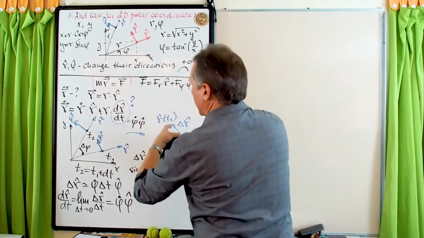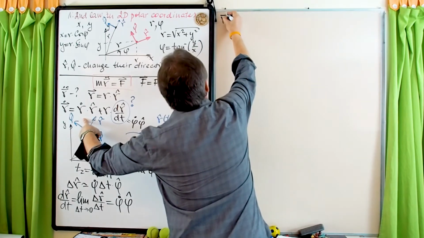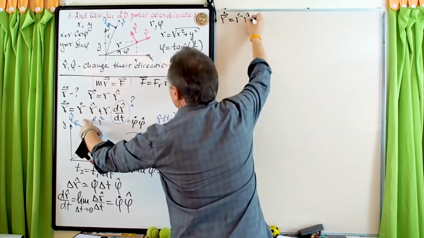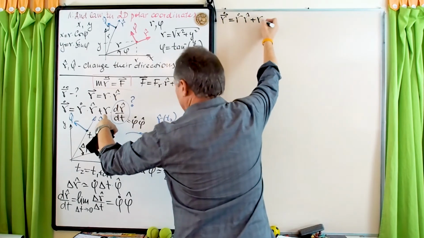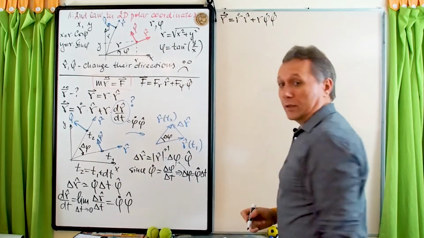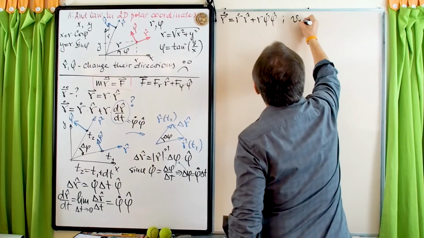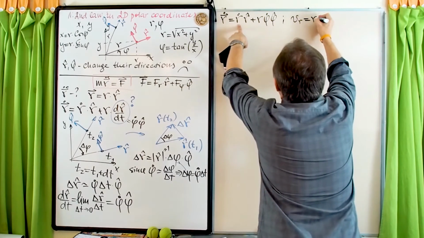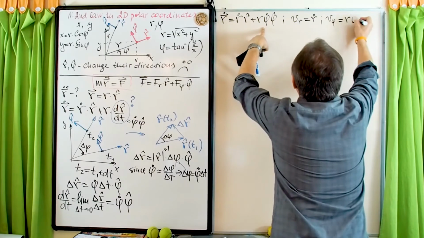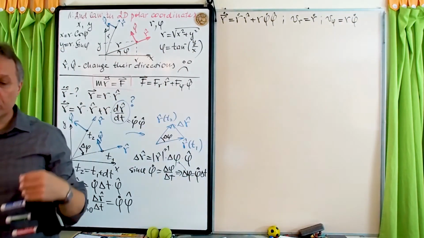So let me rewrite this. Right. So we completed the first step. So it's r dot equals r dot r hat plus r phi dot phi hat. And you see well-known results. So the r component of the velocity is r dot, and the phi component of the velocity is r phi dot. We used it all the time, right? Whenever we go to polar coordinate system, right?